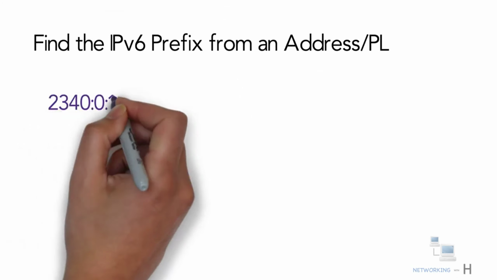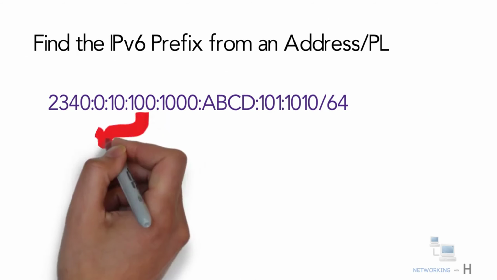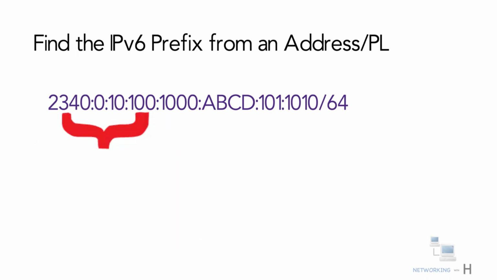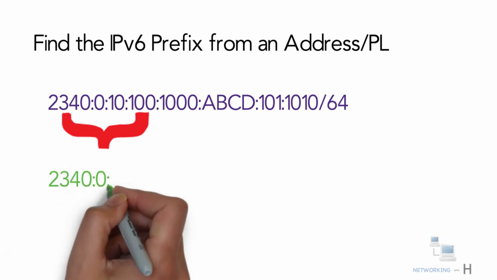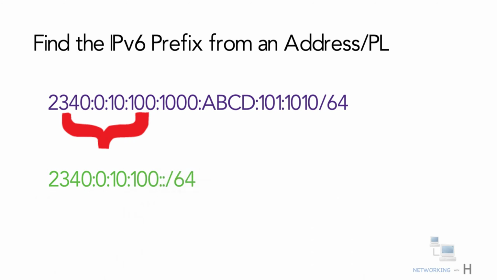Finding the IPv6 prefix from an address and length value. You can see that after copying the first 64 bits, that is the 16 hex digits, the result is as follows: 2340:0:10:100::/64.